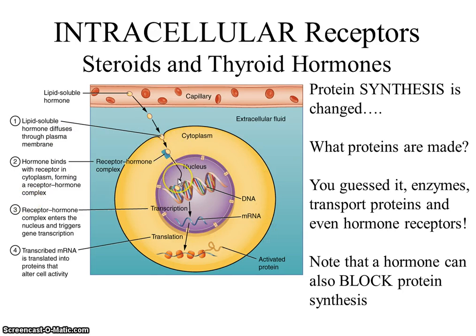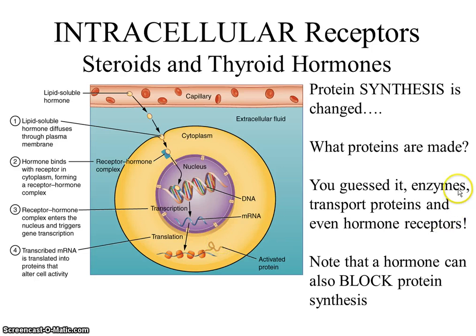These are then taken into the nucleus, right? Bind to specific areas on the DNA, and so they initiate or inhibit gene expression. So they allow transcription to take place and translation. So we say here protein synthesis has changed. And I say, what proteins might this target cell make?